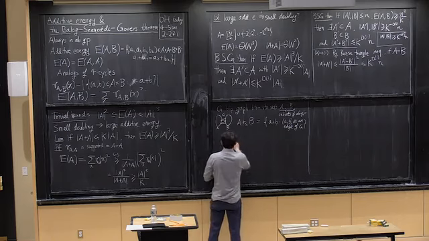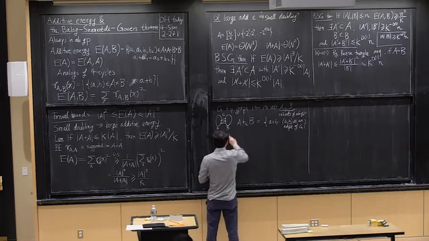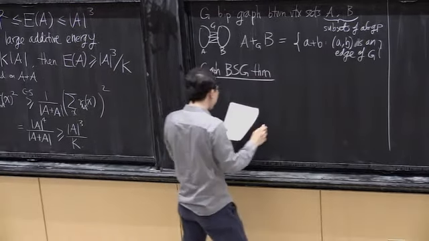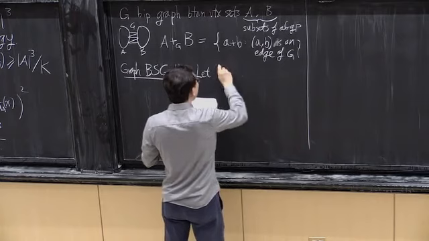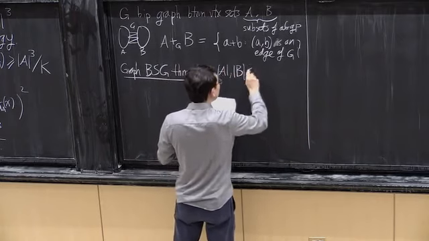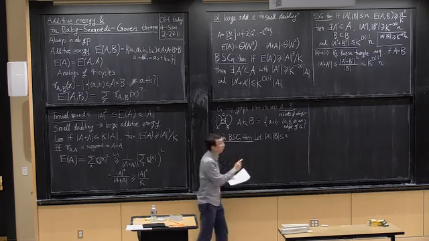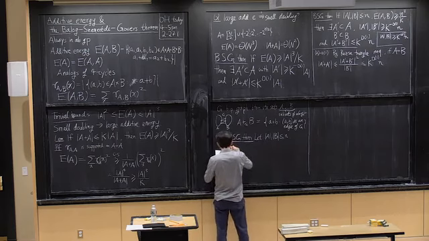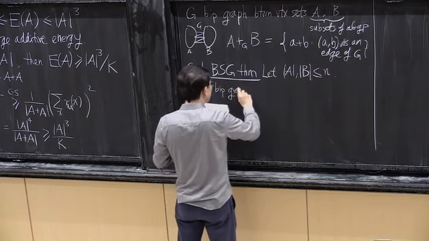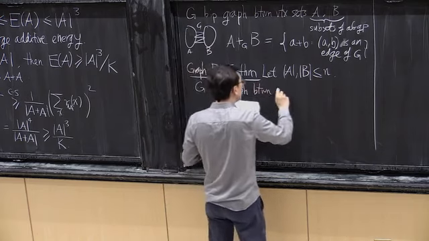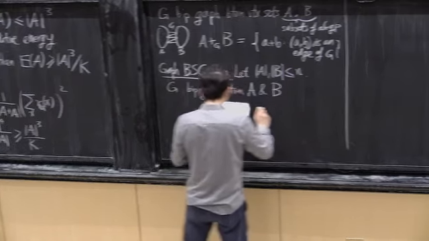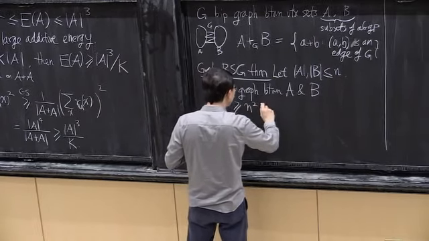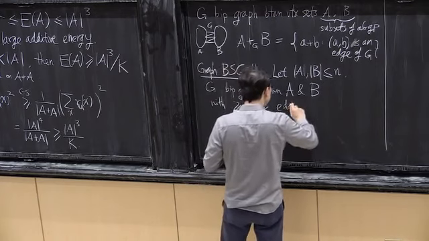The graphical version of Balog-Szemerédi-Gowers says that if you have A and B be subsets of an abelian group, both having size at most n, and G is a bipartite graph between A and B, such that G has lots of edges, at least n squared over k edges.